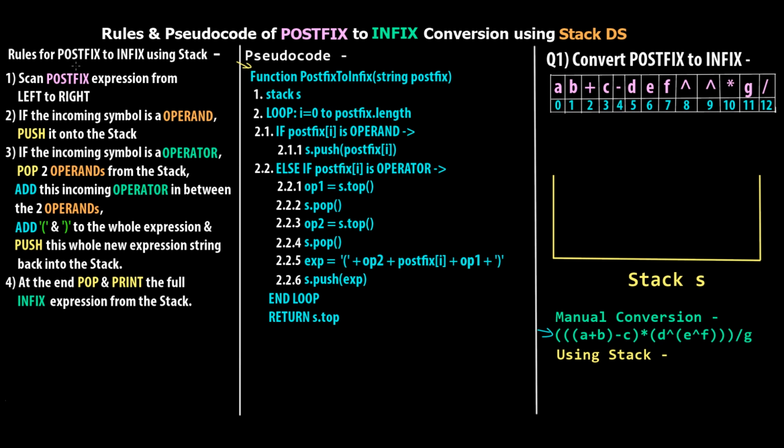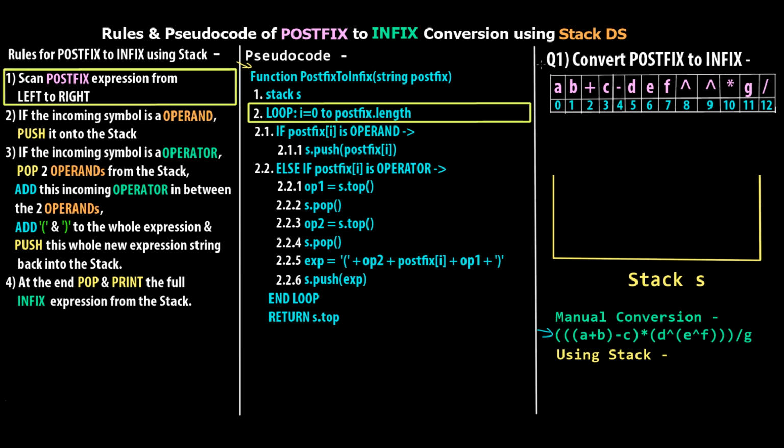When it comes to rules and the pseudocode, it is pretty easy compared to infix to postfix. In infix to postfix, we had many rules and the pseudocode was also kind of complex. But when it comes to postfix to infix, the rules are simple and we have only 4 rules. Okay, so starting off, rule number 1 is scan the postfix expression from left to right. So over here I have the same postfix expression. We have a, b plus c minus d and so on and so forth. I have created a stack over here, and we will scan this expression from left to right in this direction, so starting from index position 0 to the last index position.